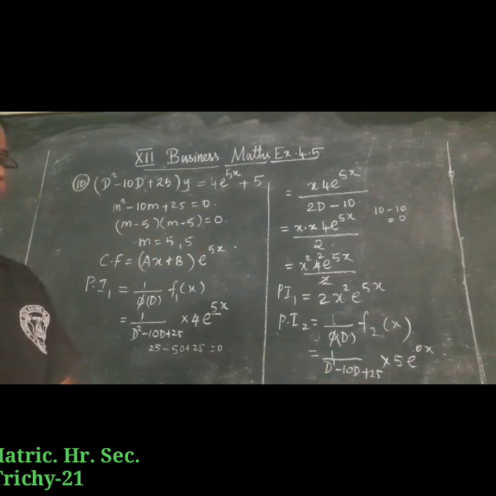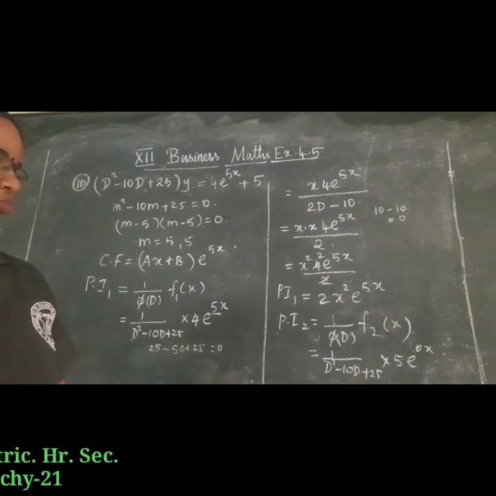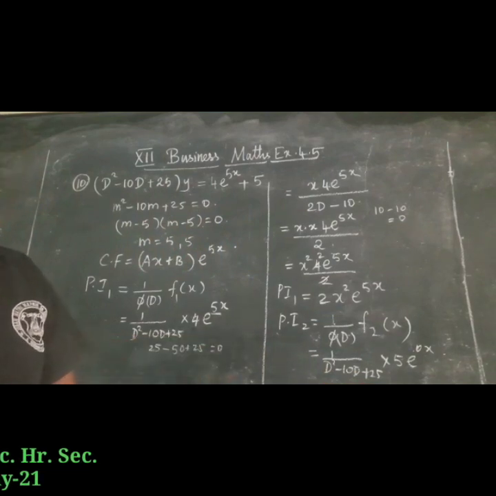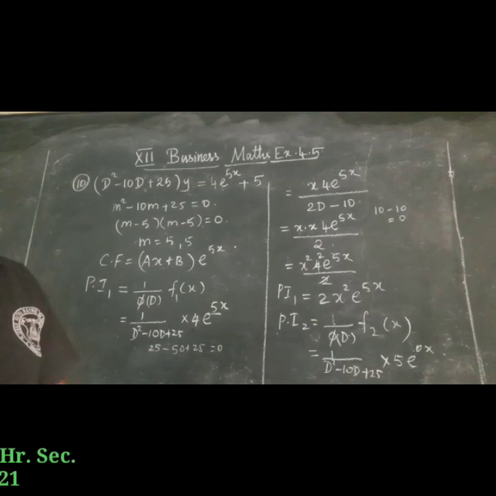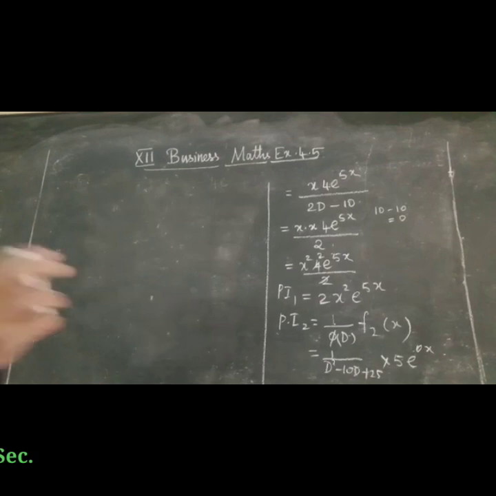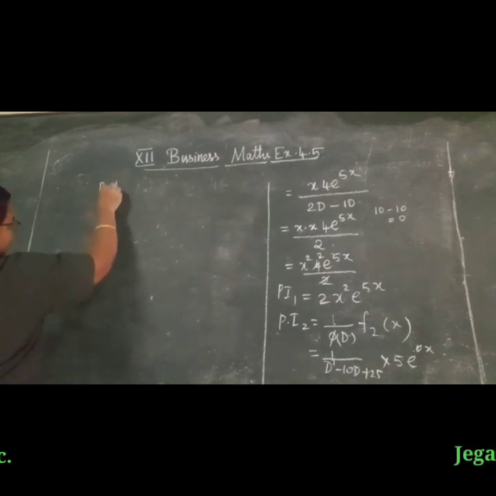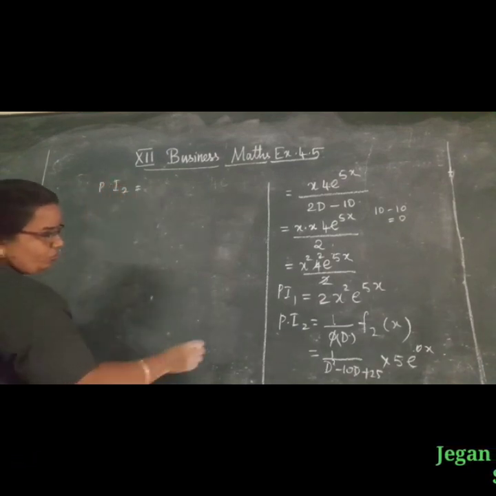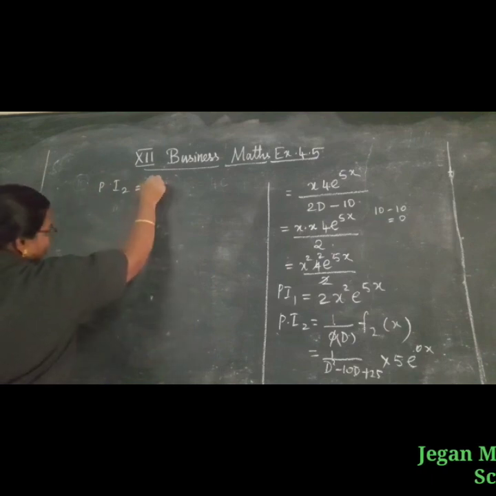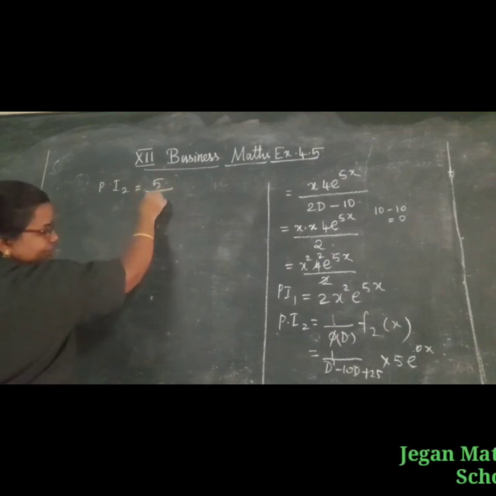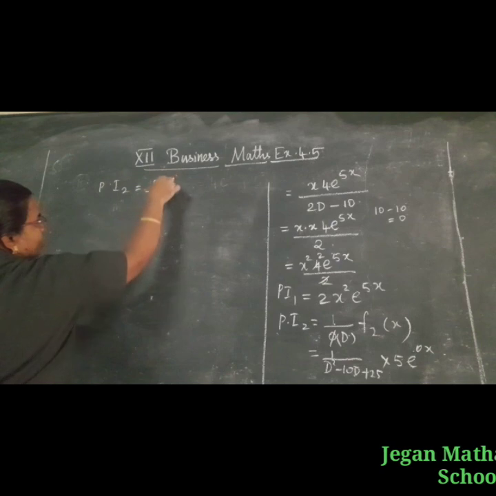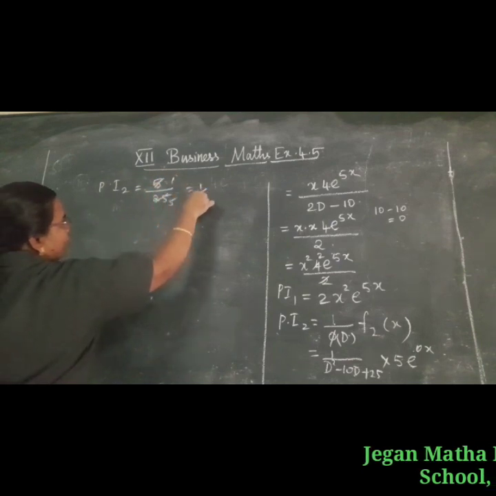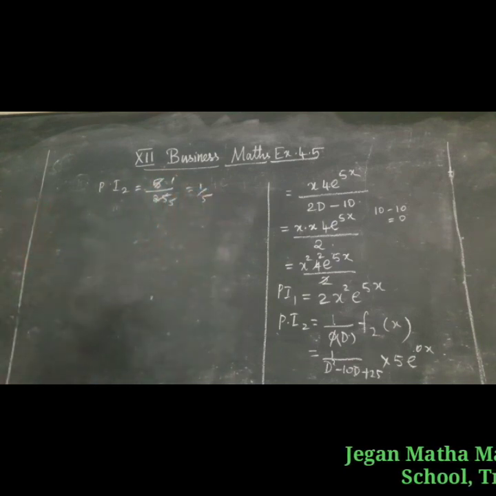So what is the answer for this question? Particular integral 2 is equal to 5 e power 0x divided by 25. Therefore, particular integral 2 is equal to 5 into e power 0x, that is 1 only. So 5 divided by 25, that is 1 by 5. So 1 by 5 is the particular integral 2.